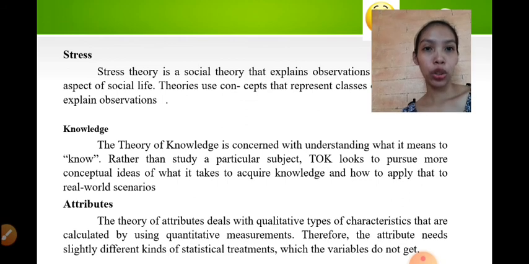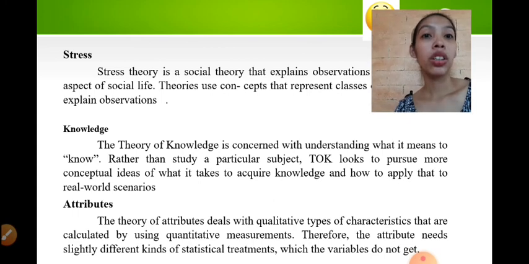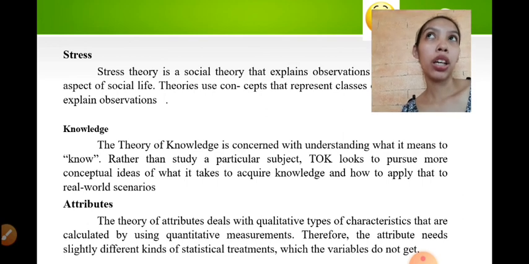Attributes is the last aspect we mentioned earlier. The theory of attributes deals with qualitative types of characteristics that are calculated by using quantitative measurements. We mention qualitative and quantitative here because they are parts of our theory, with many parts and strategies that we need to measure when it comes to the items used in our tests.